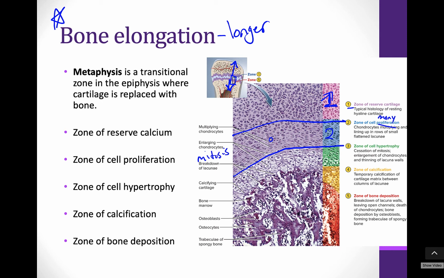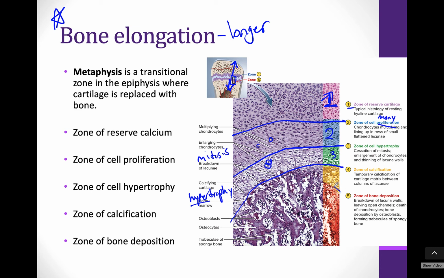And then as these cells move into the zone of hypertrophy, so that's right here, this is zone 3, these are going to get larger. Hypertrophy, we talked about this. Hyper means bigger, more. And so now look at the size difference. These cells are tiny and these cells are much larger.